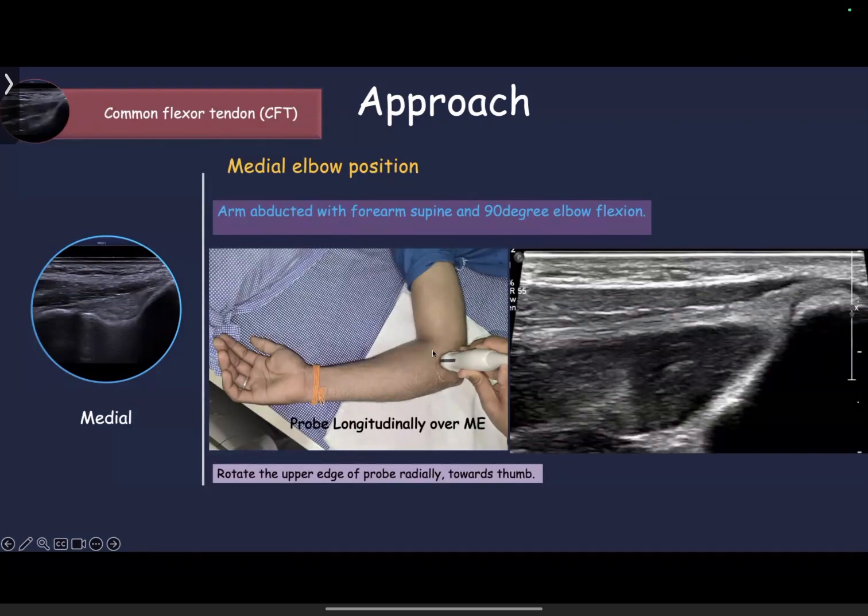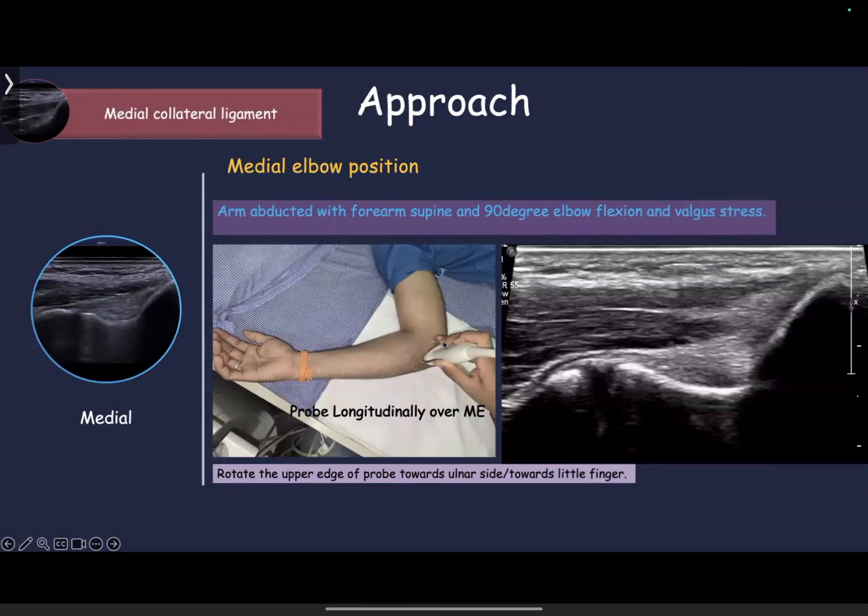So there are important techniques while doing the scan. What I have done is, the proximal end of my probe should be touching over the medial epicondyle. I'll just toggle my probe so that the edge faces towards the radial aspect. At that time I will get this image. What I have shown you here is the common flexor tendon.